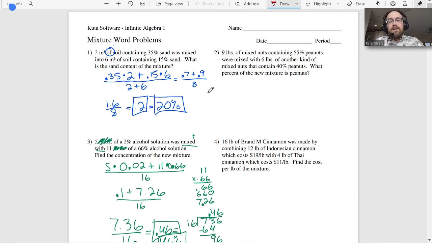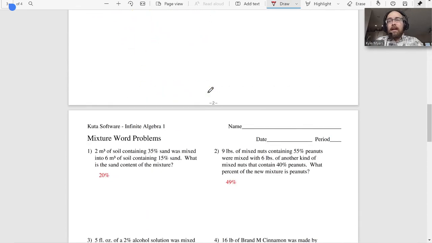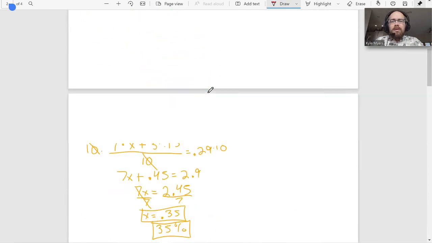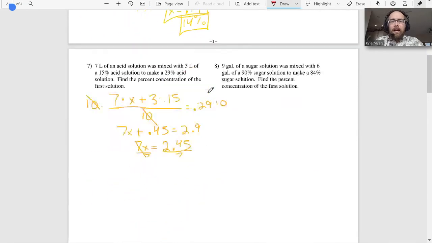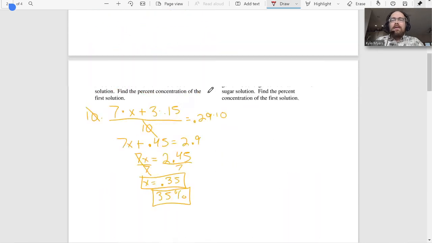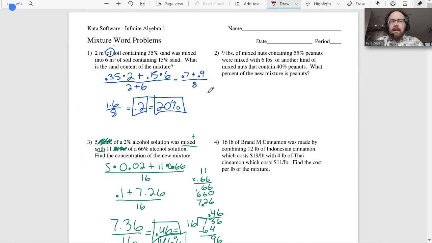So you can just Google the worksheet. If you were given a paper worksheet and didn't have the answers in it, just Google it, and you can find the answers that way. That's why teachers normally ask you to show your work for these. That way you can get full credit. You're not just looking it up.